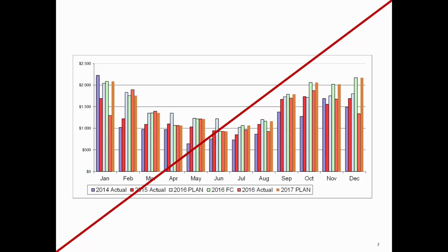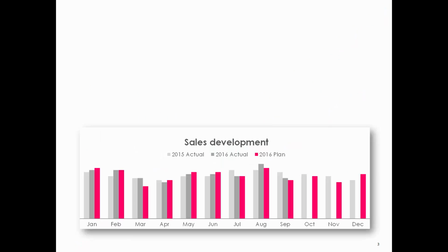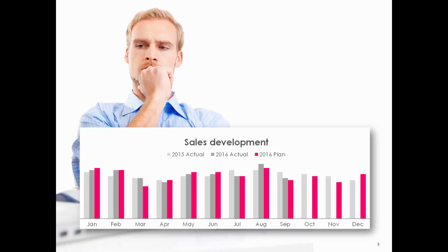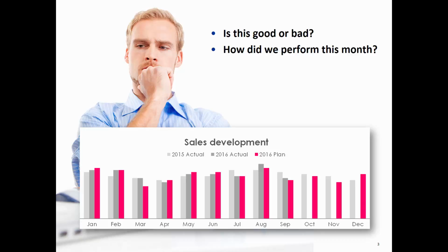So let's take a look at another one. So this one is obviously much prettier. It's designed in a much nicer way. It's very clean and so on. But wait a minute, I have some questions here. So first of all, this is monthly sales development. Is this good or bad? And why is this good or bad? How did we perform this month and so on?